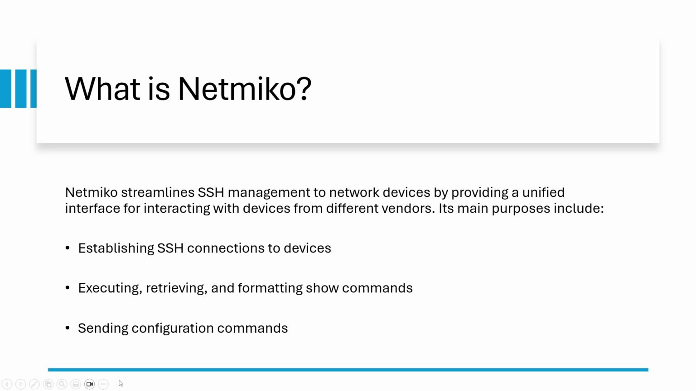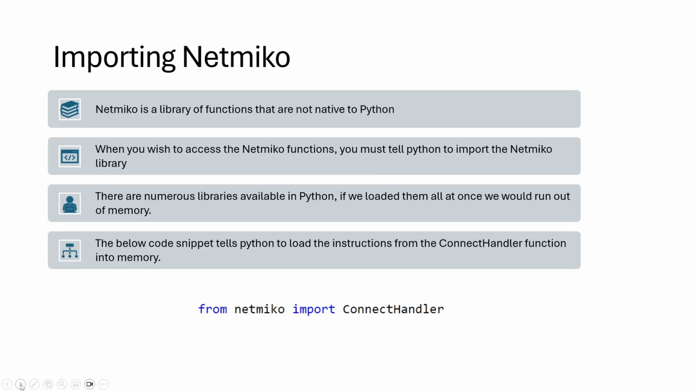So it's really just a simplified way. It's a bunch of functions that we can call and use instead of having to write our own code to manage a secure shell session to a device. Netmiko is a library, so we'll have to import it into our version of Python so Python can use it. So when we want to access the functions, I must tell Python to import the Netmiko library.